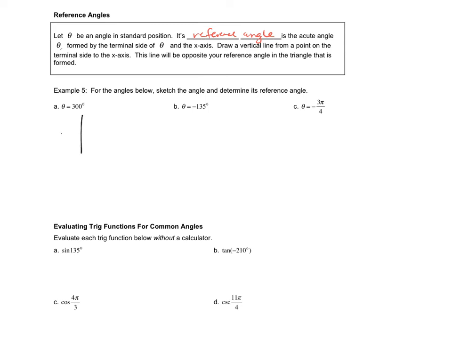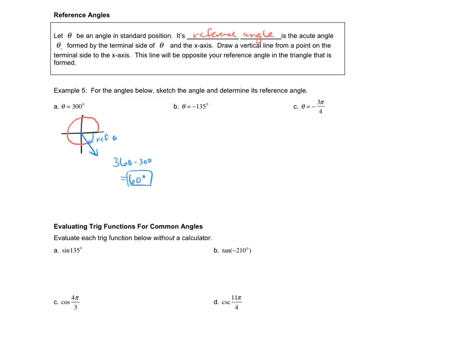So if we are looking at theta equals 300 degrees, I'm going to go around past 270 and stop here. So then I'm going to draw like that, and this one here forming an acute angle, so less than 90 degrees with the x-axis is my reference angle. We can then calculate it because that is 360 if I had gone all the way around, minus 300 equals 60 degrees.